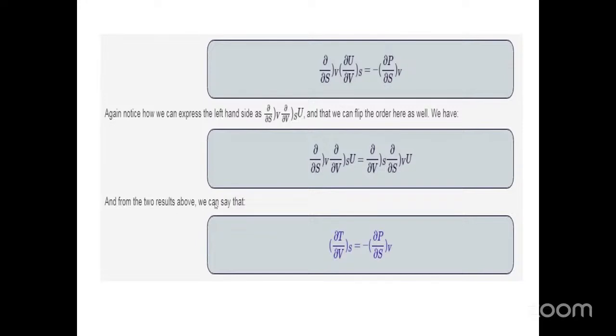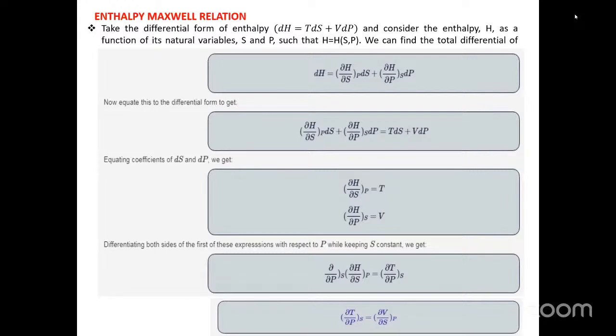So finally what we can say is that ∂T/∂V at constant S is equal to minus ∂P/∂S at constant V. P is there for you, that's why we are writing ∂P/∂S at constant V. Okay, here T is equal to ∂U/∂V at constant S, which is equal to minus P. So that is the equation for internal energy. Very good, you are following me, right?